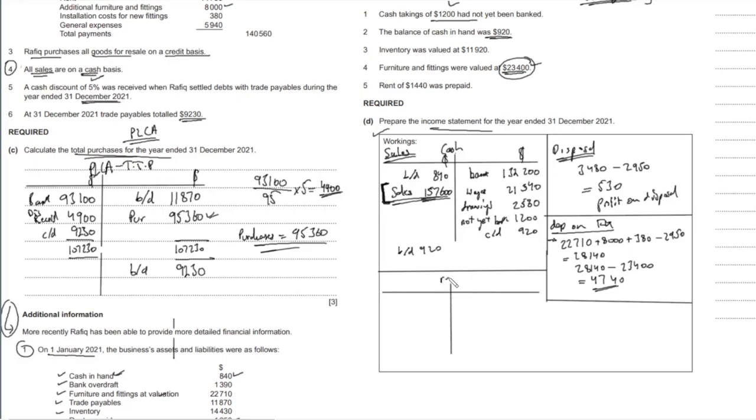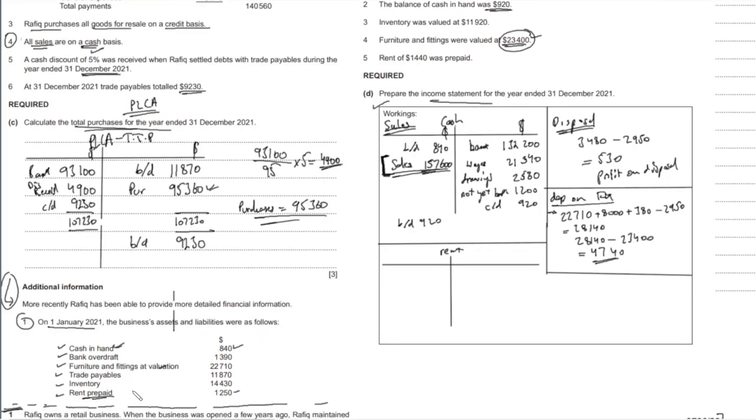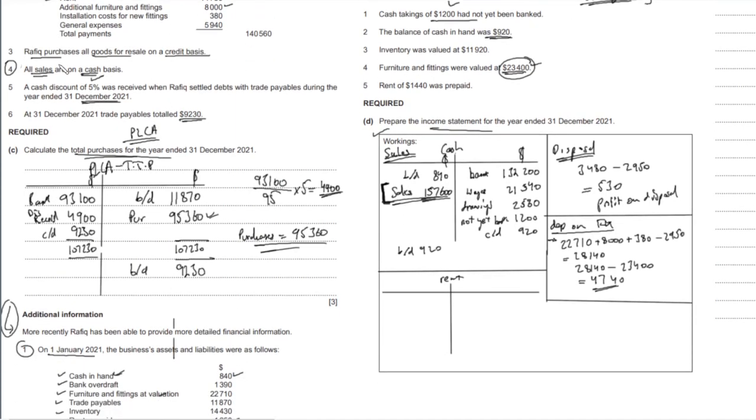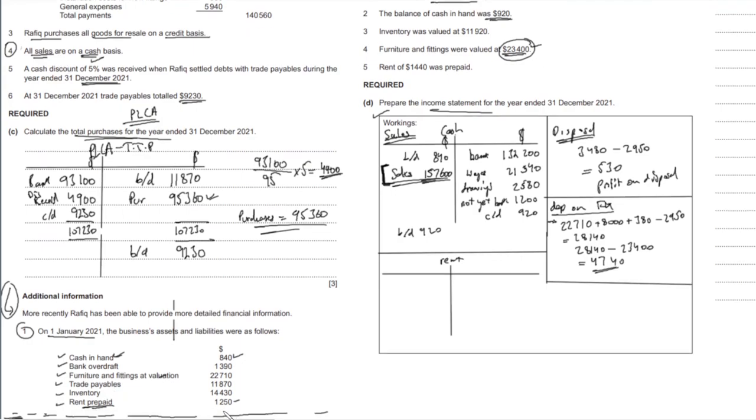So, rent account. We have some rent prepaid at the start, 1250. Just make sure this is rent payable. Yeah, we made a payment for rent. It's not an income, just to be sure of that. Rent prepaid 1250. Now, when you prepay an expense, that's like your asset. You've already paid it, and it's your asset. That should be obvious to you at this stage. 1250. That's your opening balance.